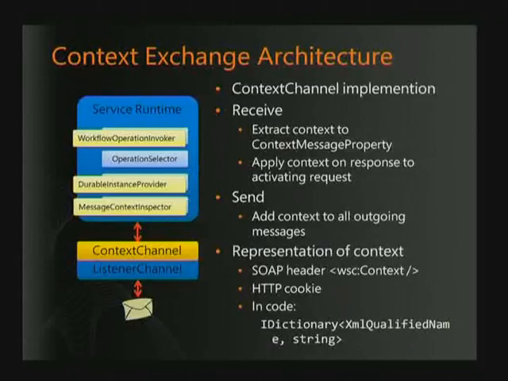Justin alluded to what this looks like. It can be a SOAP header. It can be an HTTP cookie if we're talking over a transport that's going to support those. And then in code, it's represented as a dictionary of XML qualified name and string. And you might say that's a little funny. If it just has to be a GUID, why do I have to have a dictionary? And we'll see why that's important in a little while.